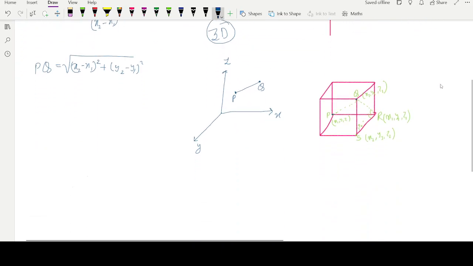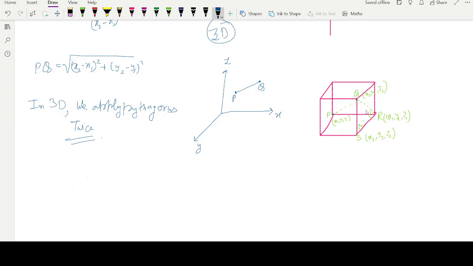Now in 3D, we have to apply Pythagoras twice.